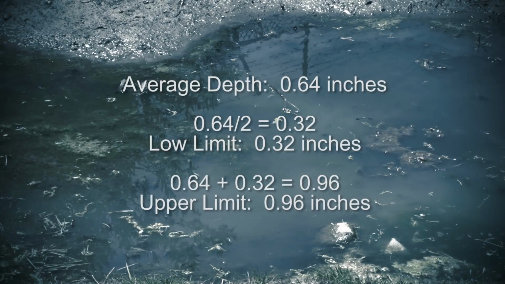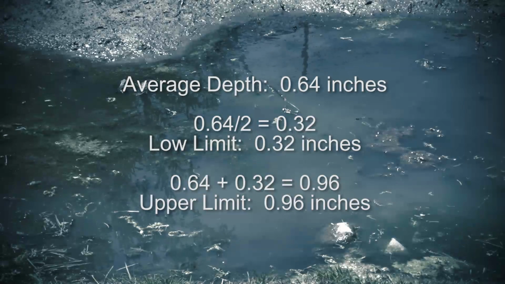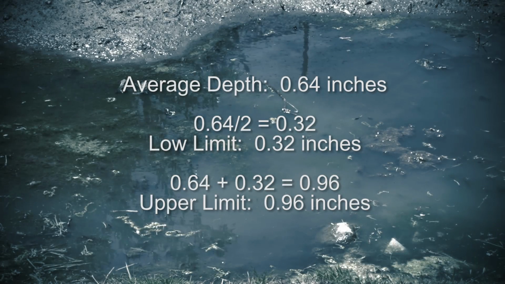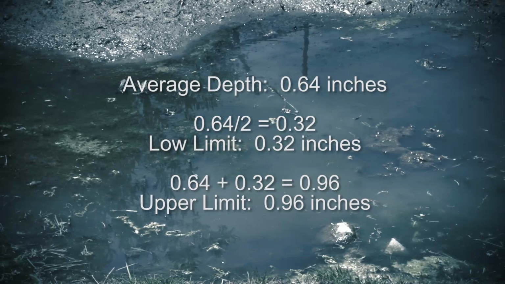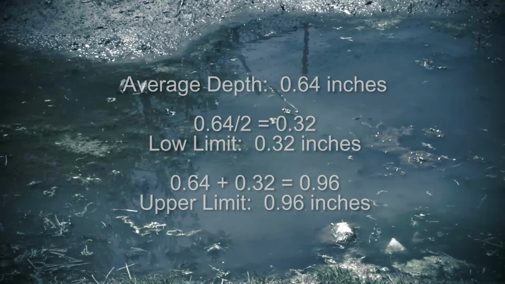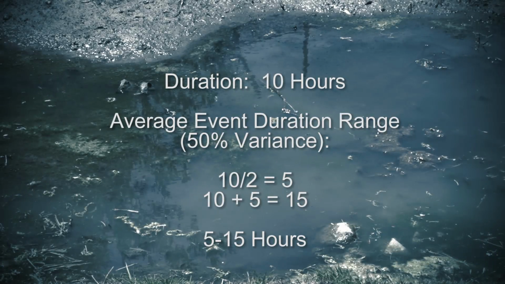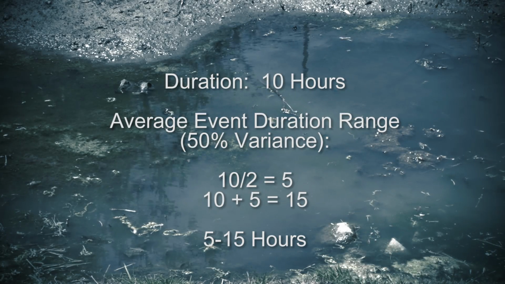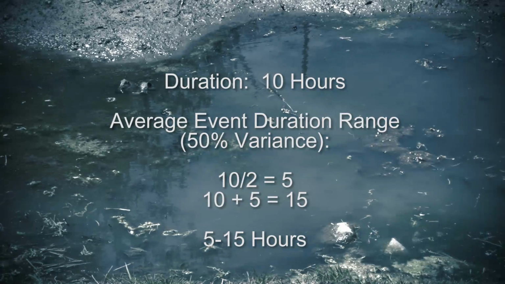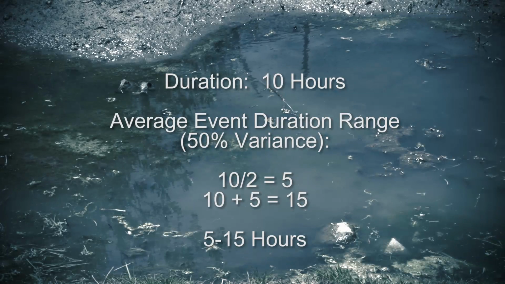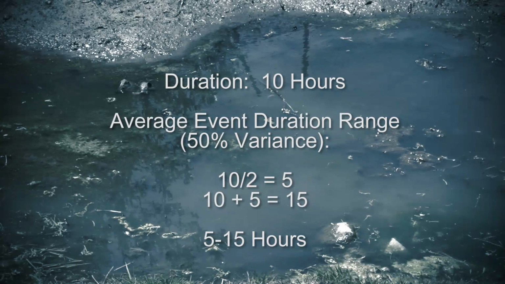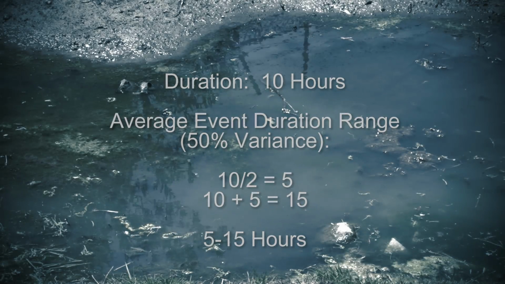An example of rainfall data is illustrated as follows. If the average depth is 0.64 inches, calculate the variance by taking half of the 0.64 inches, or 0.32 inches, for the low limit, and adding the 0.32 inches to the 0.64 for the 0.96 inch upper limit. Use the same process to calculate the average event duration range. If the duration is 10 hours, dividing 10 in half and adding 5 to 10 yields an average event duration range of 5 to 15 hours. Keep in mind, variances to this regulation may be granted in low rainfall locations.